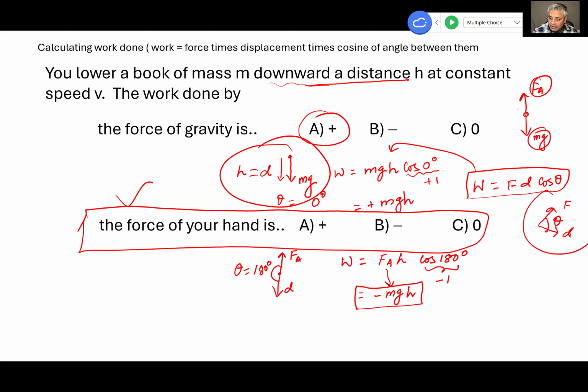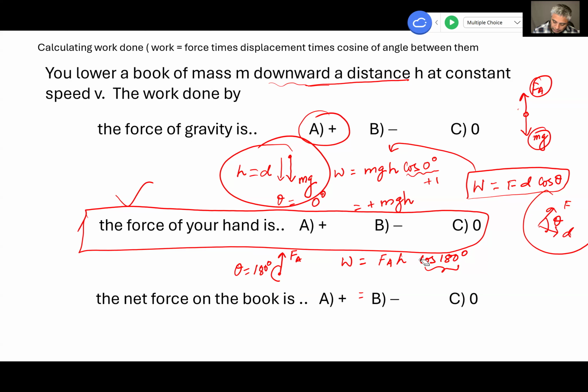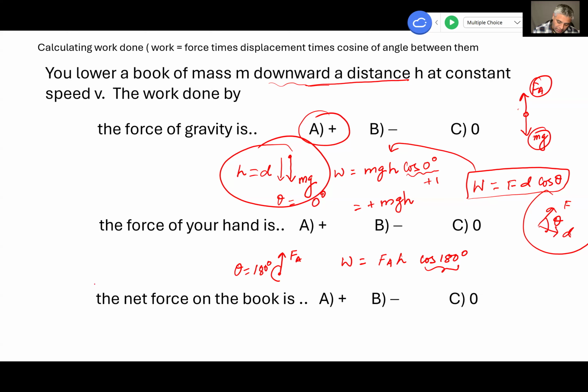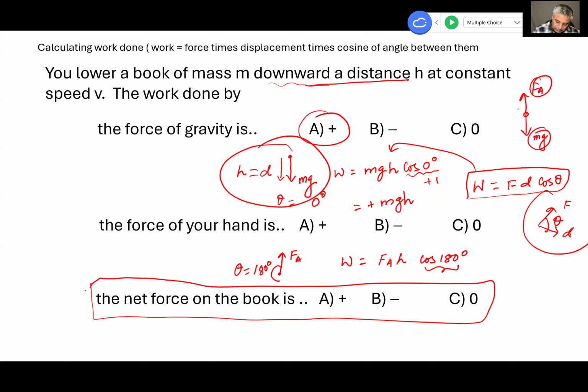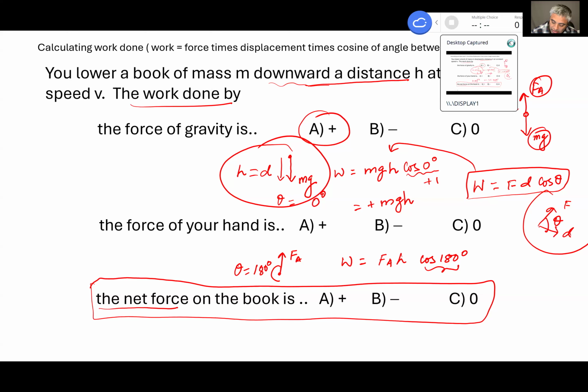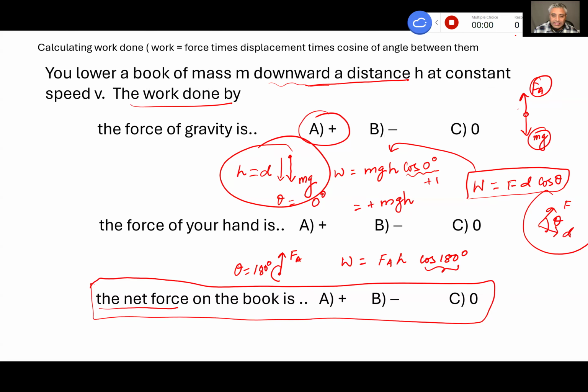Great. So now let's look at one more question. So now we are pulling on this one here. The net force on the book, work done by net force. Again, you have 1 minute and 30 seconds to answer this question.